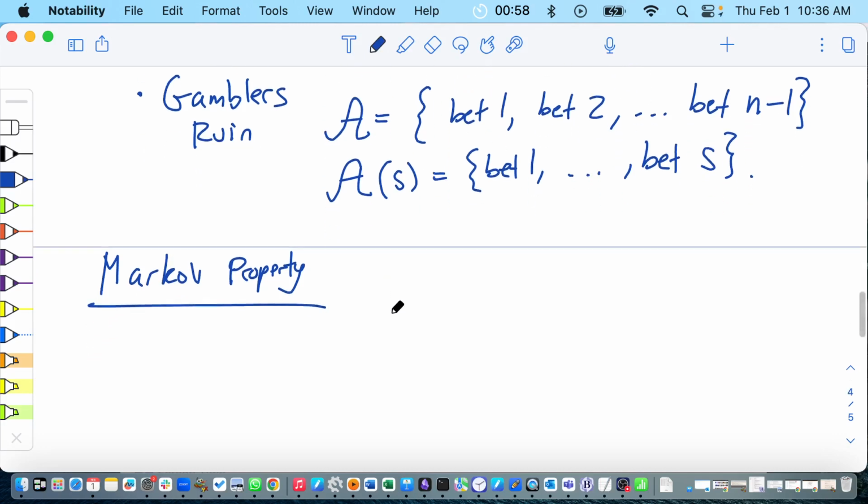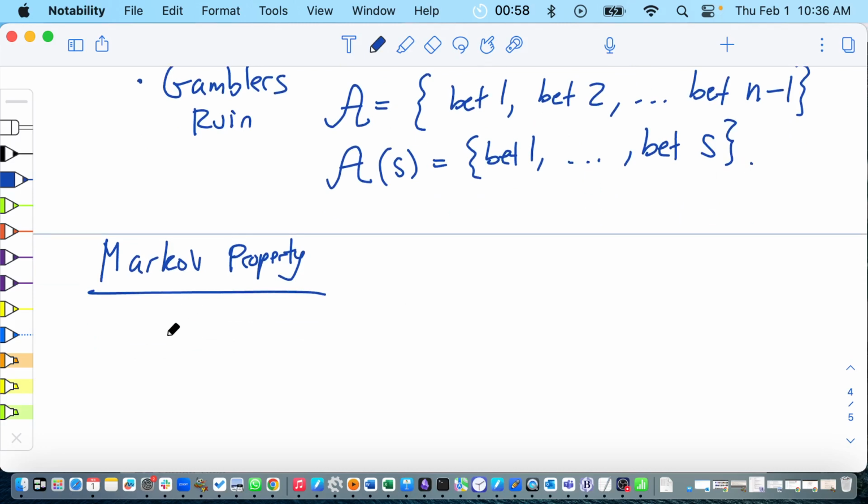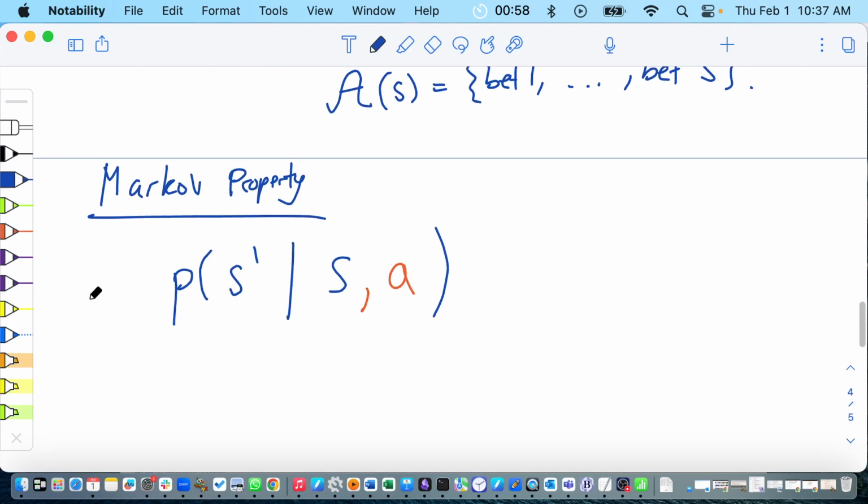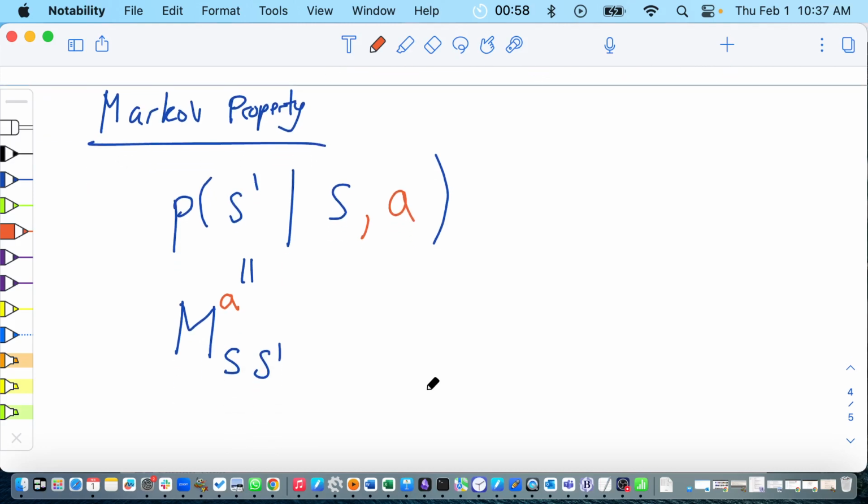So I'm going to write it like this, and this is the way the textbook writes it. You have P of S prime given S, and the new thing is A. When we were doing a Markov chain, we had the probability of S prime given S. That was what we called the transition matrix M from S to S prime. But now it depends on the action you chose, A. You can think of it this way: when you have a Markov chain, there's only one transition matrix.